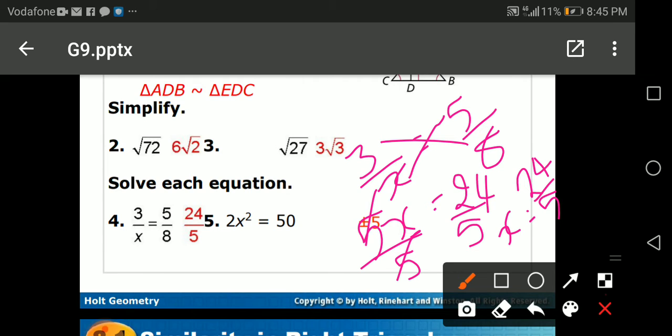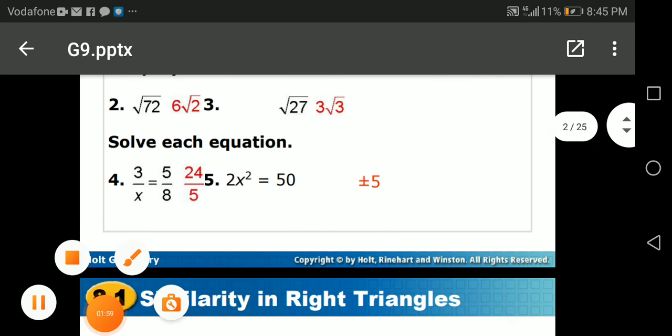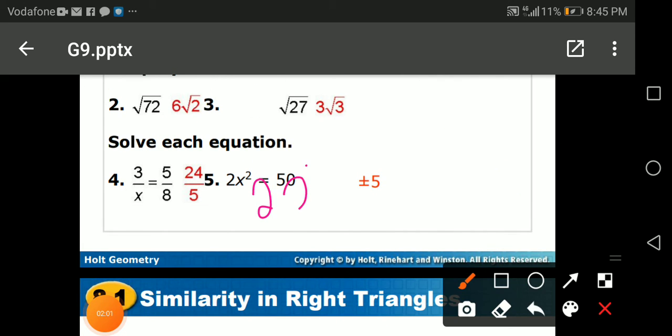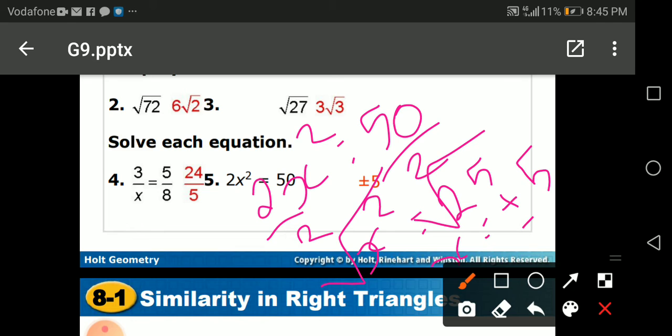What about if I say 2x power 2 equal 50? How can I get the value of x? Divide by 2, the coefficient of x power 2. 50 divided by 2 is 25. What about x alone? Square root. So x will be positive or negative 5. 25 under the square root, what times what gives me 25? The same number, 5 times 5.